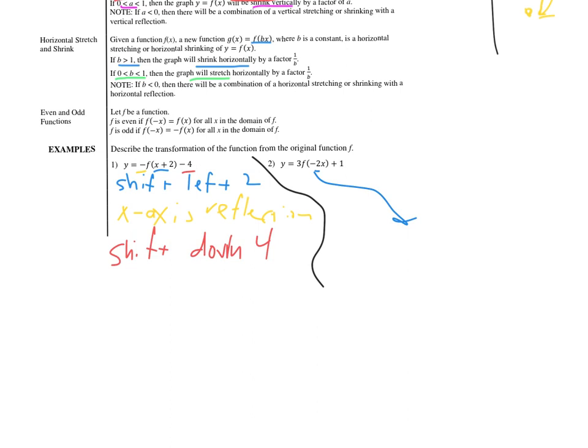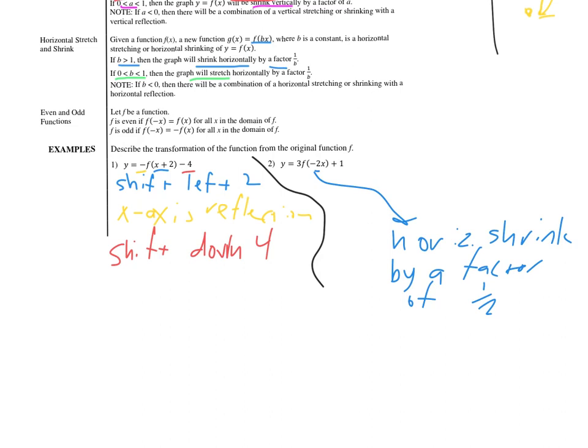Now, multipliers are either stretches or shrinks. So you would think that a 2 being greater than 1 would be a stretch, but remember, that means that this is a horizontal shrink. And then it says here by a factor of 1 over b. So I'll say here by a factor of 1 over 2. So we go 1 over whatever that number is.